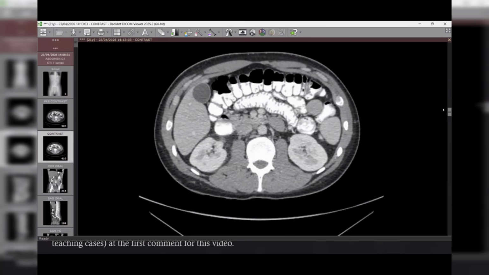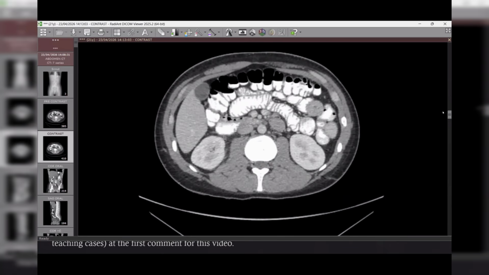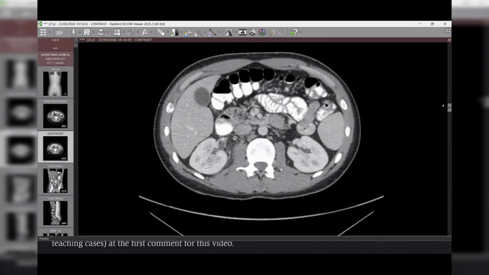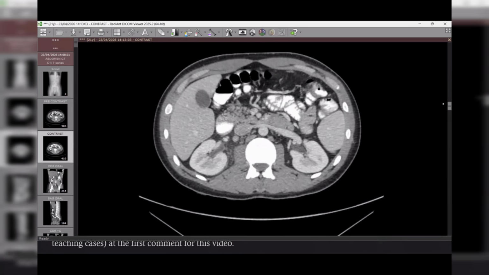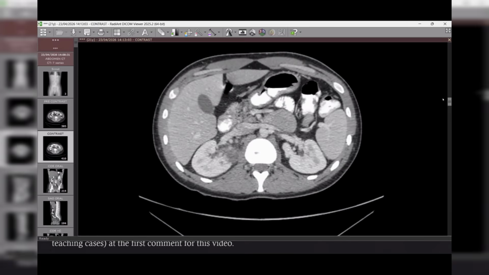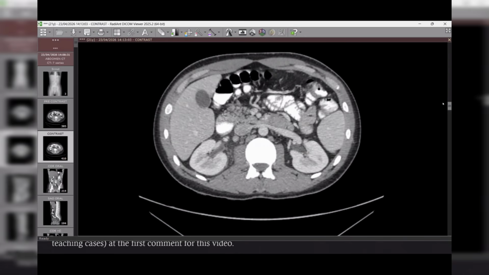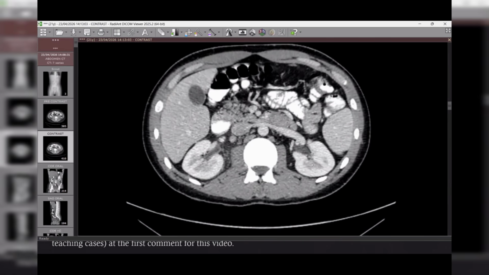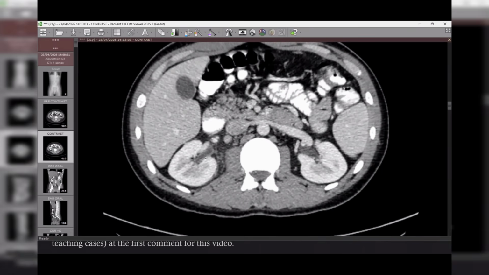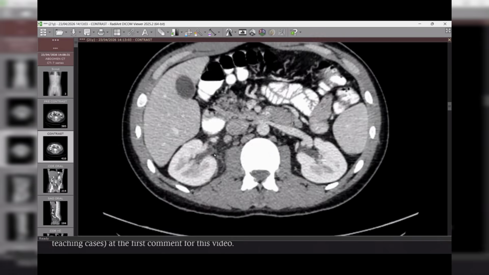Is there any mural thickening or enhancement in the renal pelvis or right ureter as compared to the left side? Yes, if we concentrate on this scan, you will find there is mural thickening in the renal pelvis and upper ureter as compared to the left side.